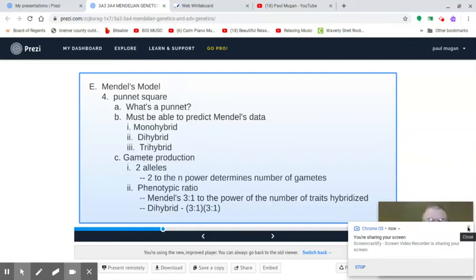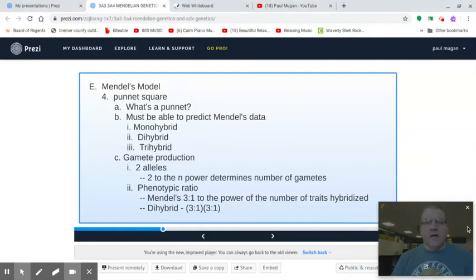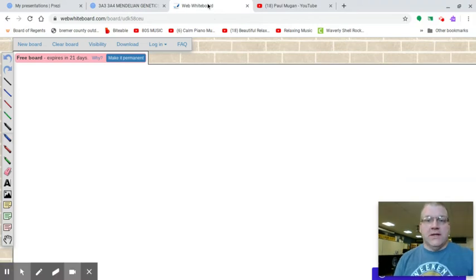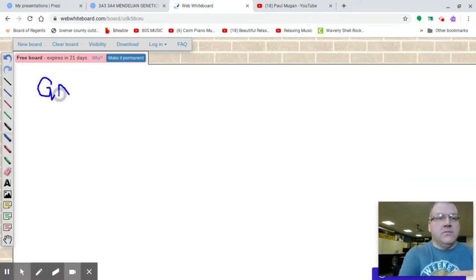So let's take a look at some of the mathematics behind Mendel's model. Since there are two alleles for each character, so there are two factors involved with each character, what you're dealing with then is 2 to the nth power will determine the number of gametes. So let's take a closer look at that. The number of gametes is going to be determined by 2 to the nth power.